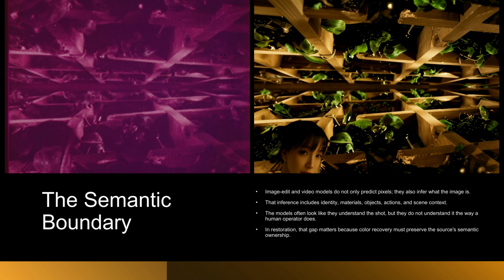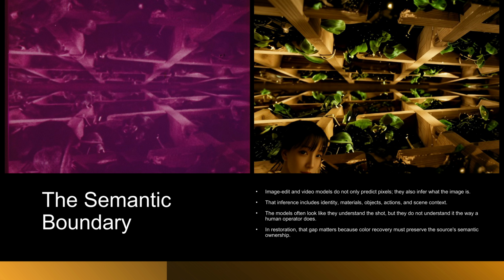This is where the idea of semantics became much more important. The image is not just an illustration. It is a reminder that the model is making a reading of the frame. It is not that semantics was never part of the conversation, but at this point, it became unavoidable. These models do not only predict pixels, they infer what they think the image contains. Sometimes that looks like understanding, but it is not the same as a human operator understanding a shot, a scene, or even a single frame.